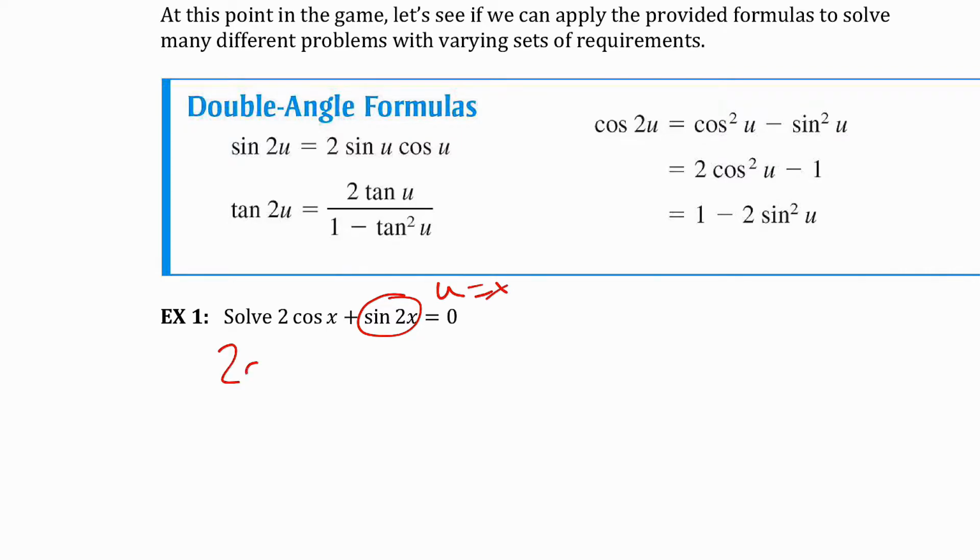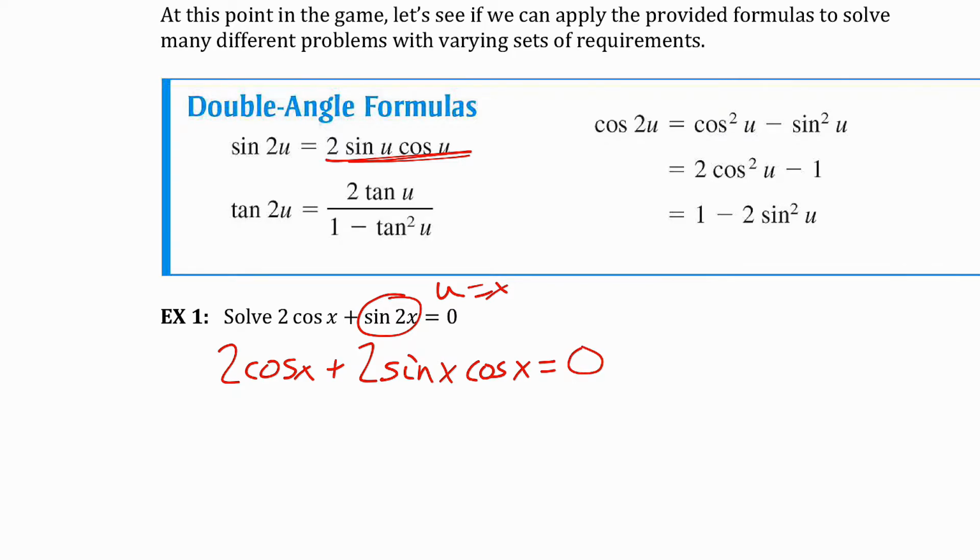So let's leave that original one, 2 cosine of x, alone. Plus, and now we're going to replace sine of 2x with 2 sine of u cosine of u. So we get 2 sine of x, since u in this case is x, times the cosine of x. And that's all equal to 0.